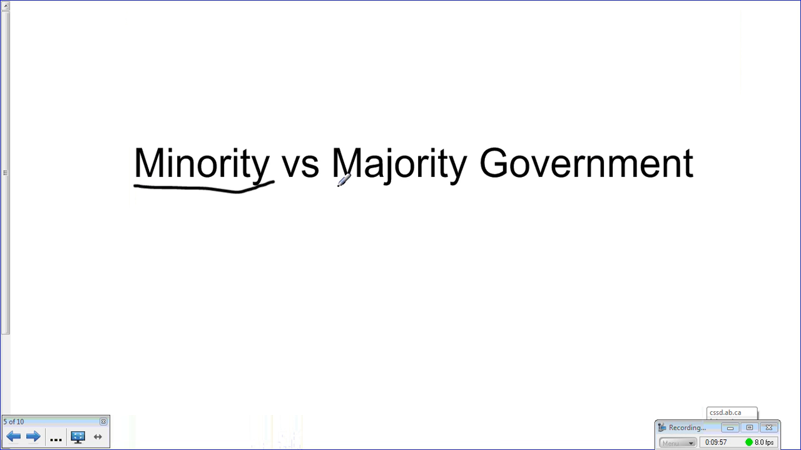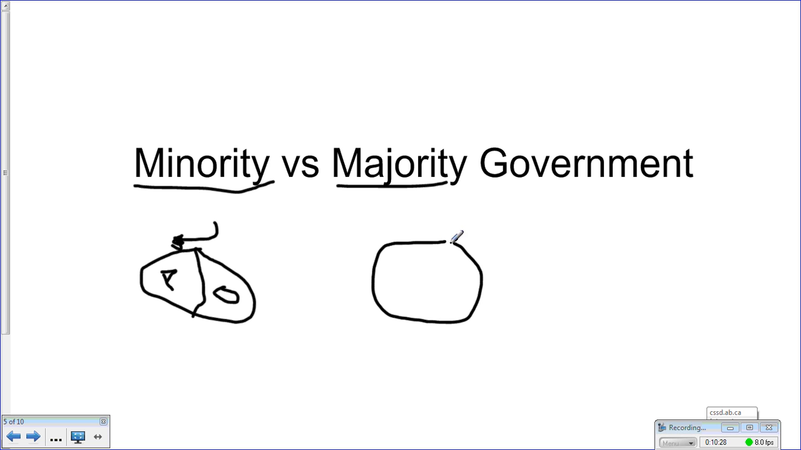Minority versus majority government. Minority is if you have less than 50% of the seats, and this is your party, then you can't pass bills without some people of the opposition supporting your bills. Usually when it's a minority government, you have to be a little bit more cautious, and you have to be open to their suggestions, because if you're not open to another party's suggestions, you'll never have their support. Therefore, your bill will never pass.